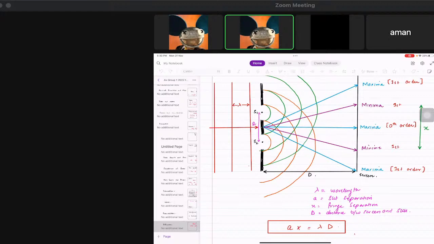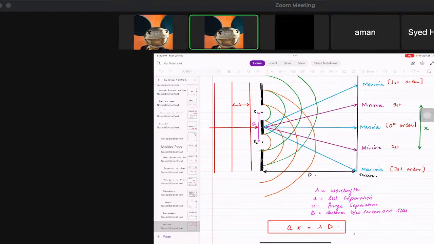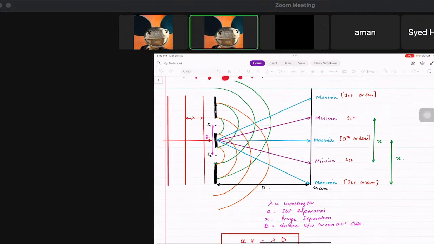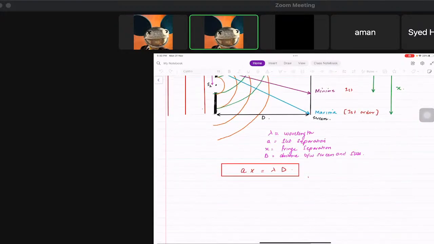In diffraction, we did till here, and I told you about the formula and what it means now. So this is basically the formula for Young's double slit.